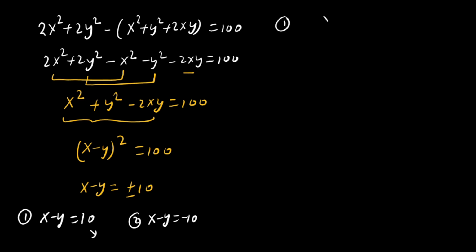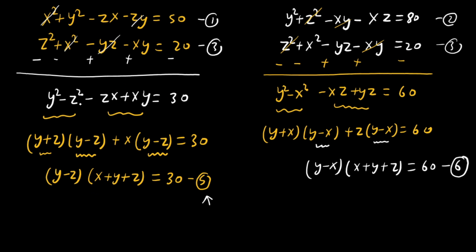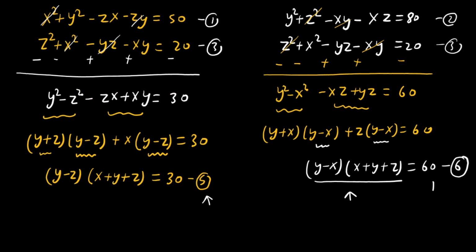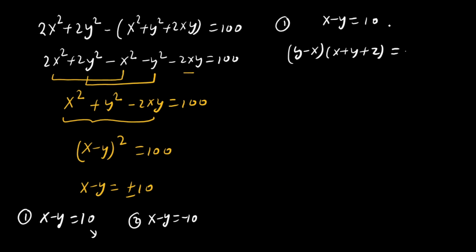Case first is x minus y is equal to 10, and here we have y minus x times x plus y plus z is equal to 60. X minus y is equal to 10, this implies y minus x is equal to minus 10.